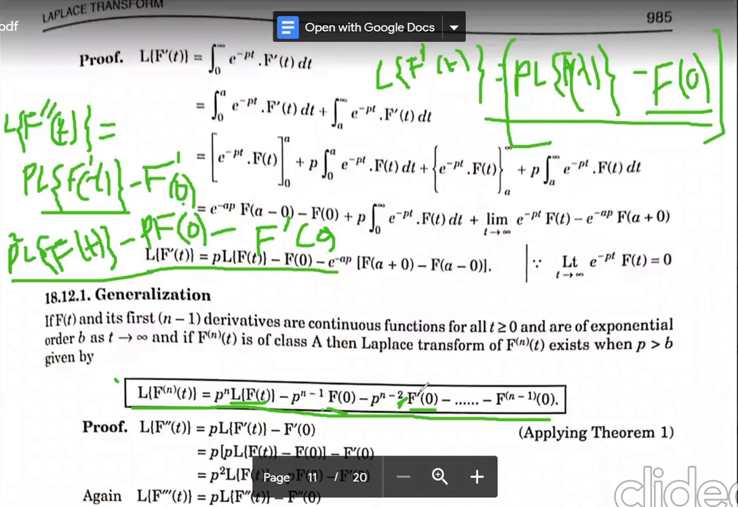So it will be what? f derivative n minus 1, that is the derivative of f at 0. So this is the general nth order Laplace transform of nth order derivative.